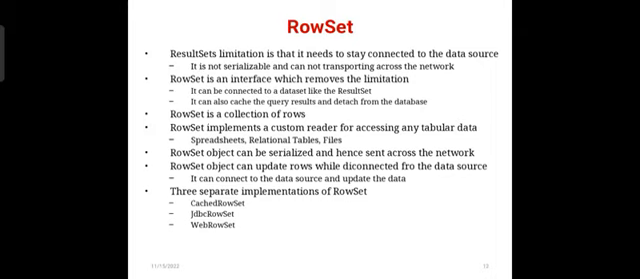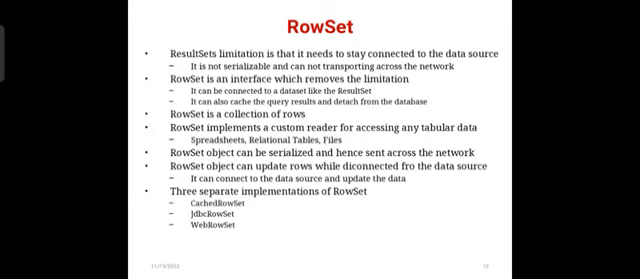So it needs to stay connected to the data source if it is not serializable, and it can be transported across the network. RowSet acts as an interface which removes the limitations. A RowSet is a collection of rows, and it implements a cursor needed for accessing any data like a spreadsheet, relational data, or table, file. Then we will use the RowSet with a cursor.